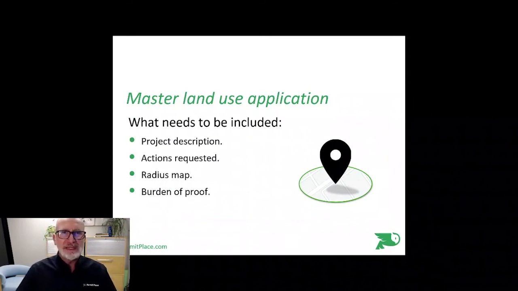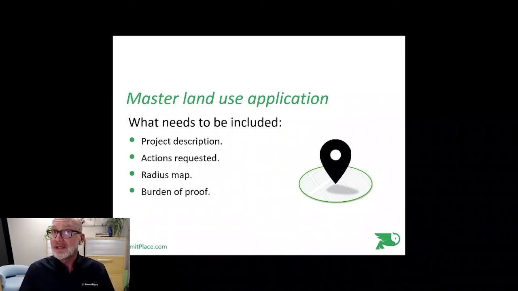There is no CUB application. It is a master land use application that covers a wide variety of entitlements and zoning approvals at the City of Los Angeles. What you're going to be including in your application will be a project description, your name, your information, and the actions that you're requesting. In this case, it would be a conditional use beverage for the right to sell alcohol at your restaurant.